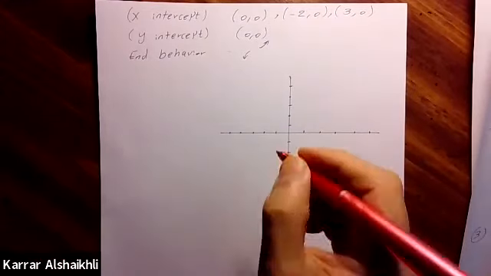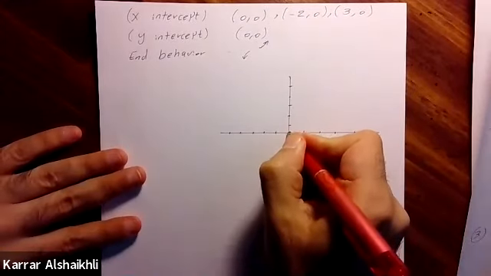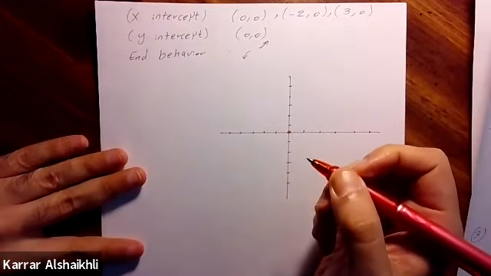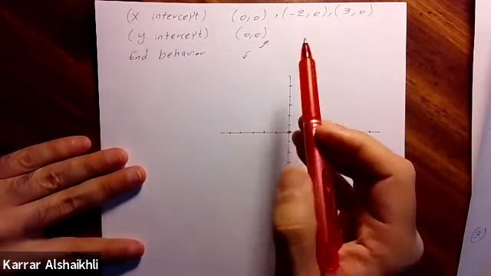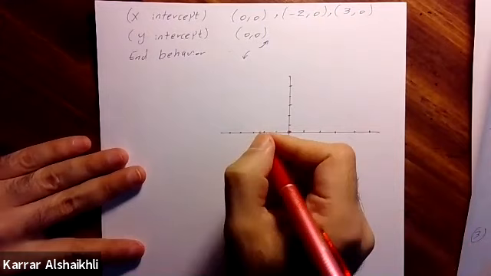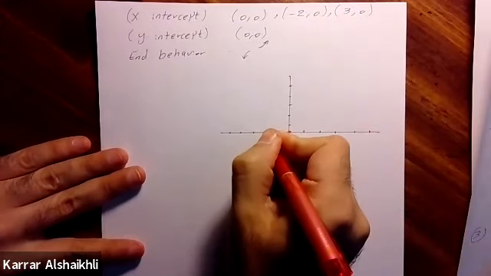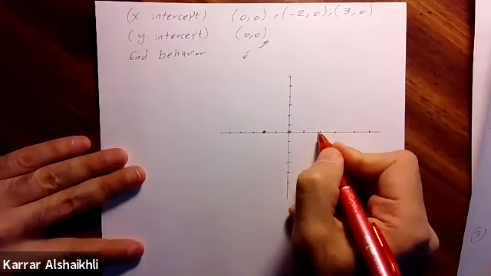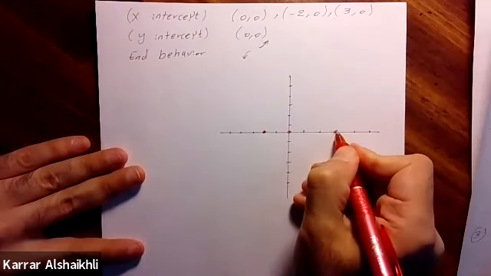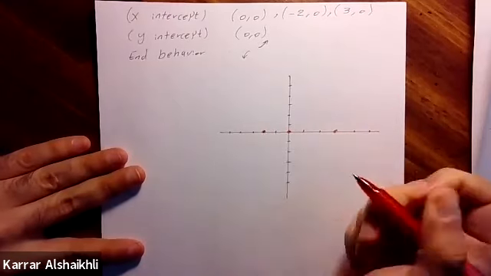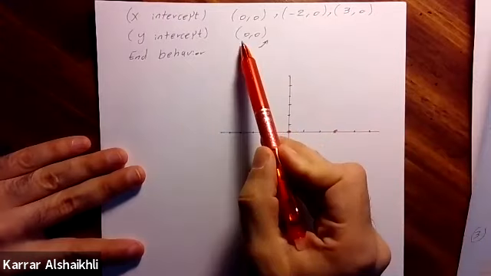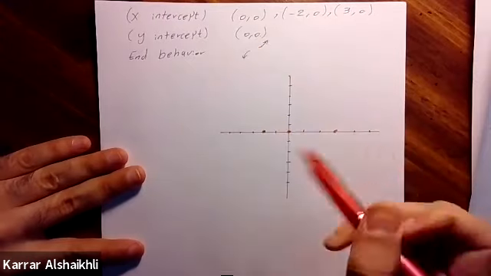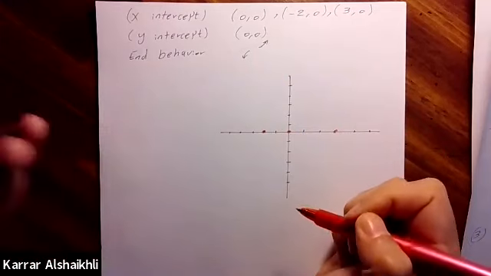So let's graph these points. Here is the first point, 0, 0. And the other point is -2, 0. So here is -2, 0. And 3, 0: 1, 2, 3. Here's 3, 0. Now check the y-intercept, 0, 0, which is exactly the same point here.